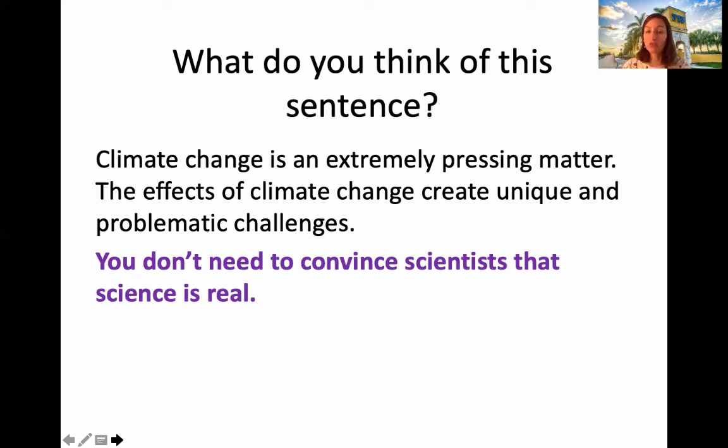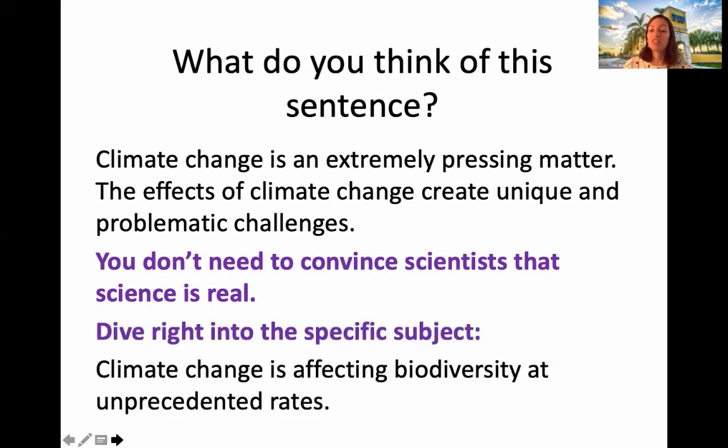So avoid extra words and go straight to the point. If you say climate change is affecting biodiversity at unprecedented rates, okay, that gives context into what is the thing that you're talking about: climate change. So that is more specific.